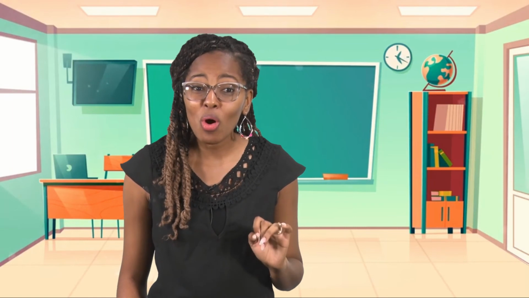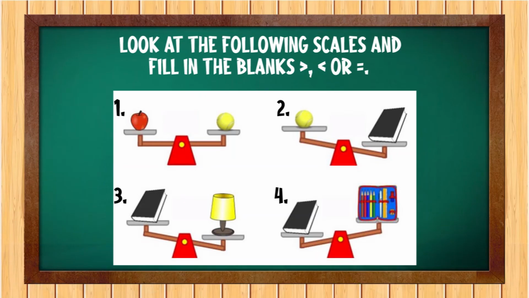Were you able to get all correct? Let's verify. The first scale has an apple on one side and a tennis ball on the other side. Both the apple and the tennis ball have the scale balanced, meaning that they both weigh the same. So to compare these two objects, we're going to use the equal sign because the apple is equal to the tennis ball.